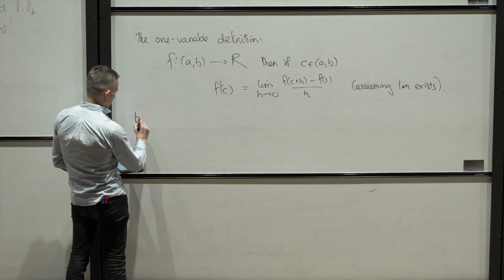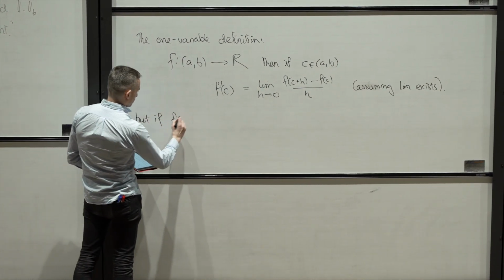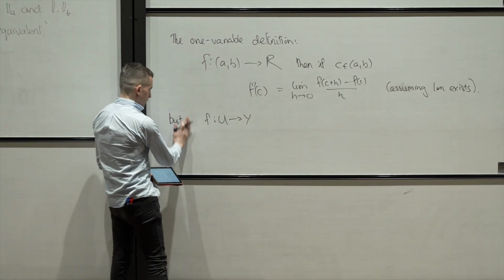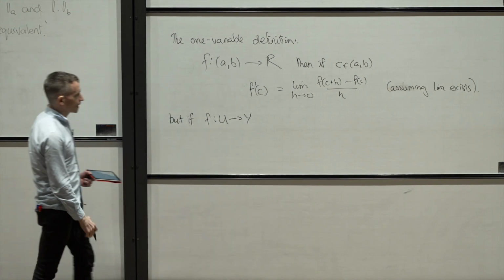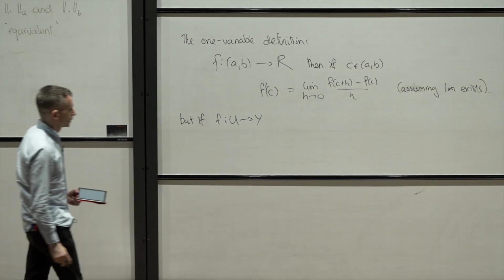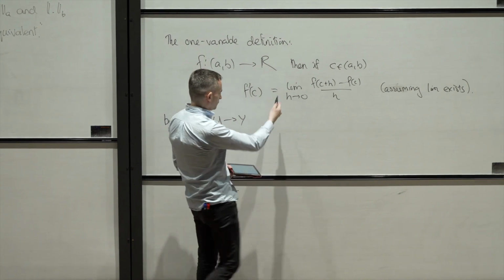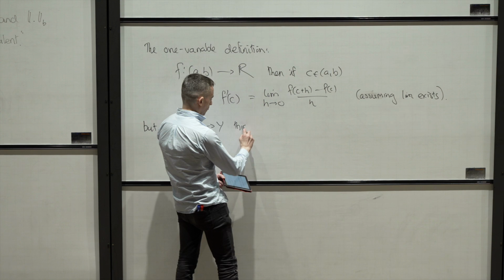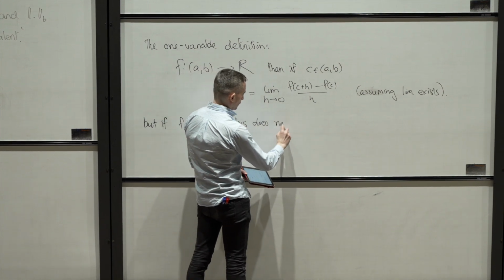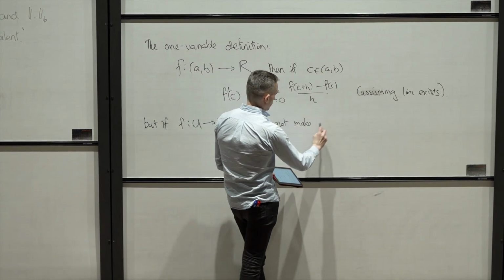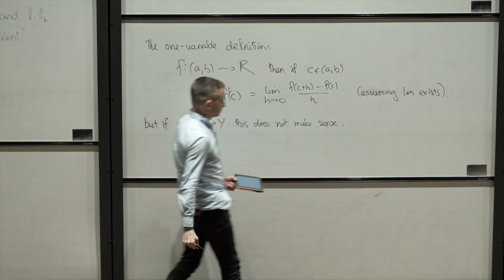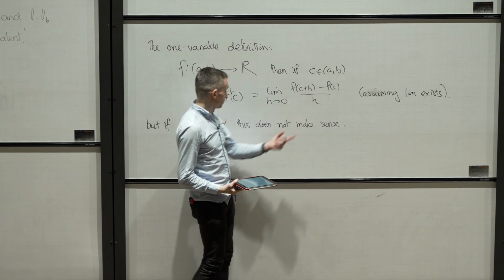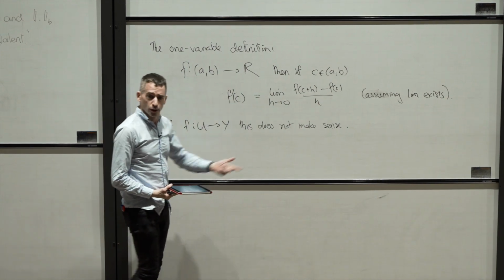But if f is going from an open subset of a normed vector space X and landing in a normed vector space Y, this definition is not helpful. Right, I mean, there's a number of problems. I'm dividing by h. So if h is a vector, then I don't know in general what it means to divide by a vector.